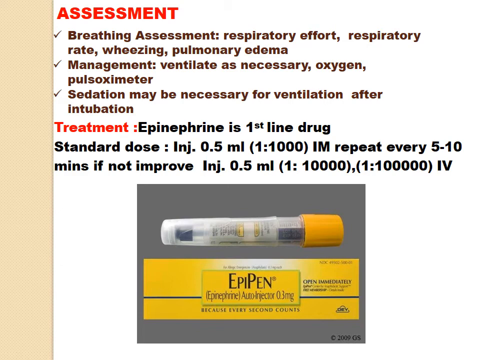And if we talk about the treatment, epinephrine is the first line drug, which is given at the standard dose through injection, 0.5 ml in the ratio of 1:1000 intramuscular, repeated every 5 to 10 minutes. If not improved, the same injection 0.5 ml is given in the ratio of 1:10,000 if required.